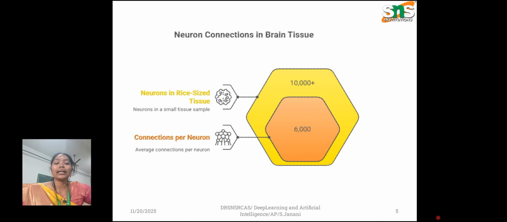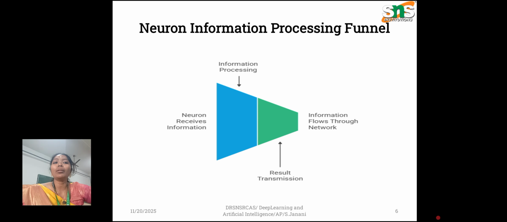So these are the neuron connections within the brain tissue. As already said, it is a rice-sized tissue with very small neurons, called a sample, and the connections per neuron average about 6,000 connections, with 10,000 neurons. So this neuron information processing funnel forms the information processing. The neurons receive the information and process it, and the result is transmitted through the other network.